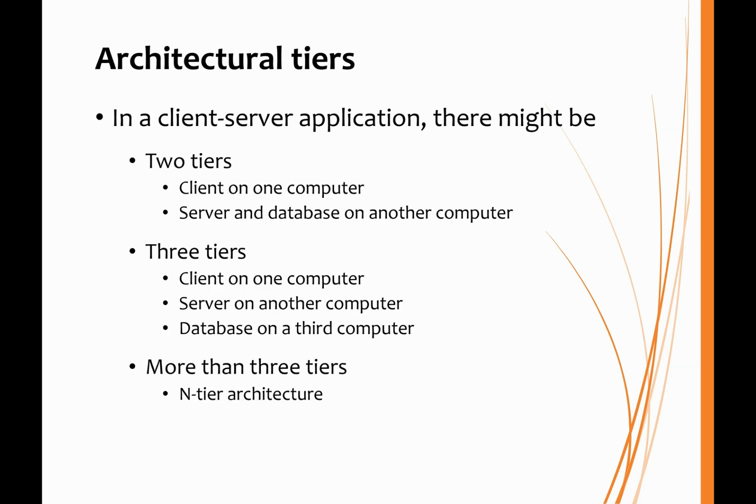In a client-server application, you might have 2, 3, or more tiers. In a 2-tier application, you'll have a client on one computer with the server and database on another computer. In 3 tiers, the database is split out from the server, and so you might well have 3 computers. Of course, each client might well be on a different computer, so you might actually end up with hundreds of different computers. When it's more than 3 tiers, we refer to it as N-tier architecture.